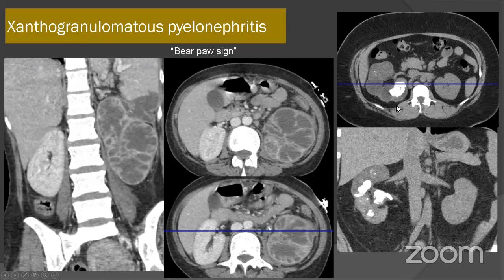And another case where you have the classic staghorn calculus, and again these hypodense collections in the enlarged right kidney and a thinned out renal parenchyma.